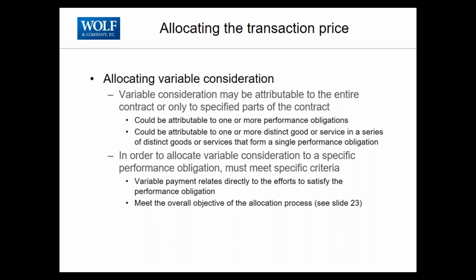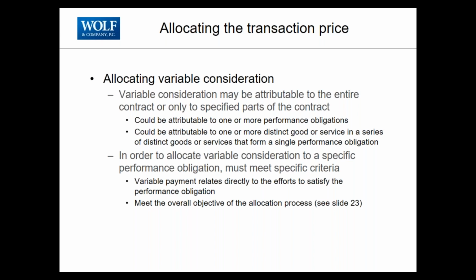Okay, so allocating variable consideration. You remember in step 3, we talked about how you estimate variable consideration. In step 4, there are provisions for allocating variable consideration that are slightly different. If you think about how variable consideration might arise in a contract, it's easy to envision a scenario where the variable consideration is really tied to a single performance obligation. So the guidance does allow what I'll call a specific allocation for that variable consideration.